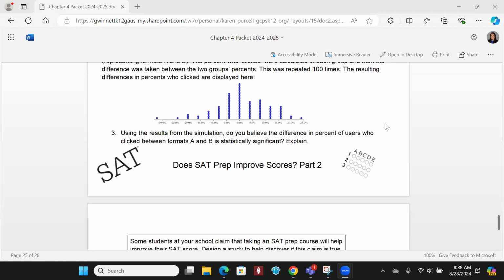So looking at this experiment, it was conducted 100 times over again. Using the results from the simulation, do you believe the difference in the percent of users who clicked between formats A and B is statistically significant? Explain. So really quick, what we found previously is 4%, right? We found 4% for the difference. That's right in here. That 4% that we just found was from part 1. So using the results, do you believe that it is statistically significant?